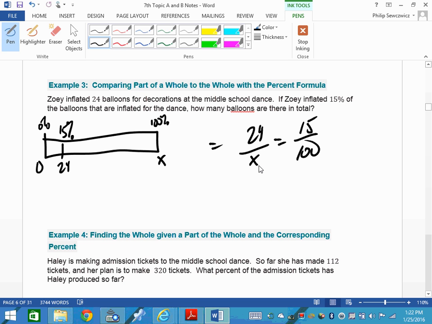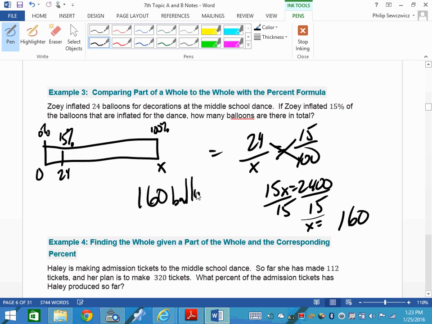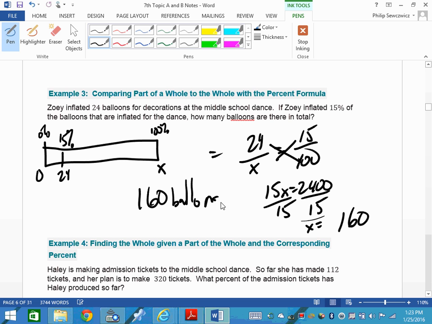So simplify, cross products, whichever technique you like there. I know a lot of people like to use the cross products just because they feel like they can go to it right away. Nothing wrong with that at all. Do your division problem there, 2400, and divide that by your 15. And how about 160? Yeah, so there's 160 balloons in total that we've got there.